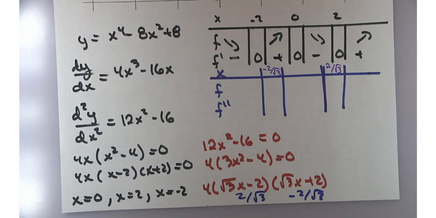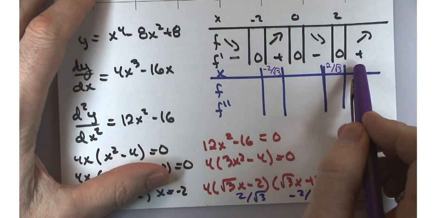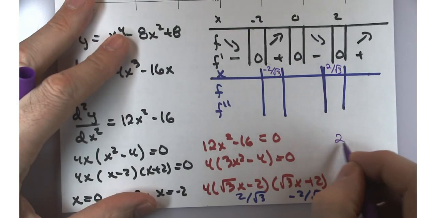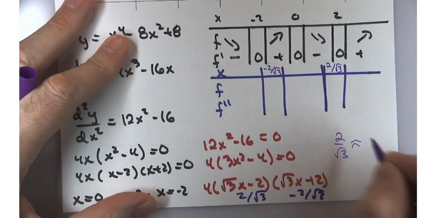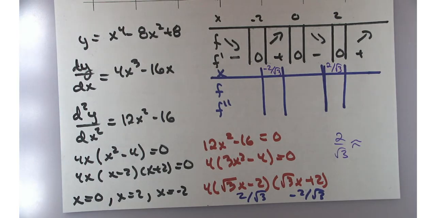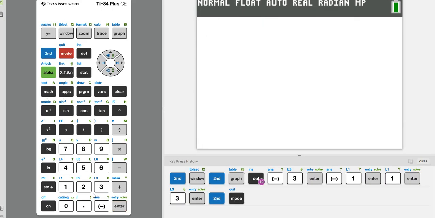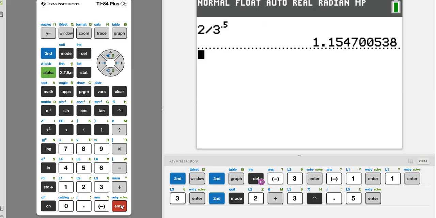Now, I'm not sure about you, but I don't know the exact value of these things. So in terms of testing points, you might have to do a little bit of work up front. So 2 over the square root of 3 should be about 1.1 something, 1.2 maybe. Let's find out what the value of that is. So 2 divided by the square root of 3, which is 3 to the 0.5 power. Yeah, okay, so I was pretty close. 1.15.